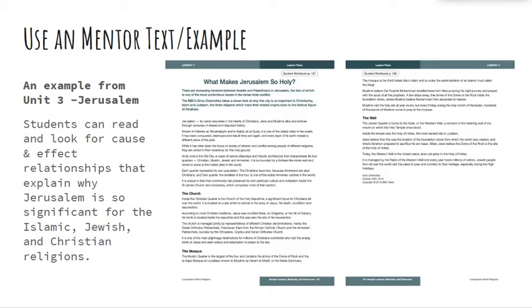You might also want to use a mentor text or an example. In Unit 3, there is a great example with an article about Jerusalem. Students can read and look for cause and effect relationships that explain why Jerusalem is so significant for the Islamic, Jewish, and Christian religions.